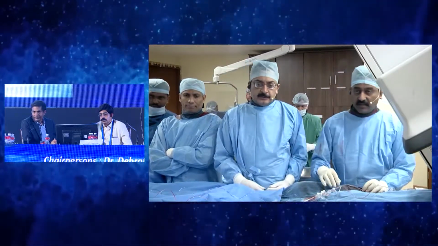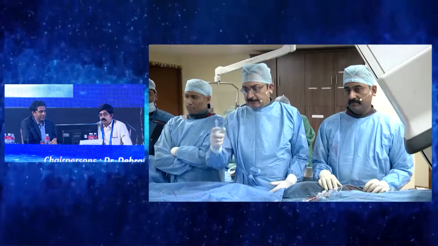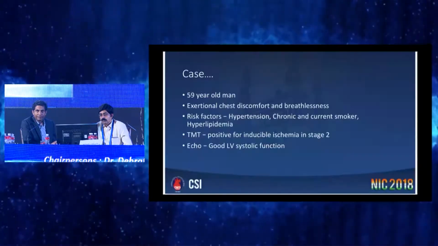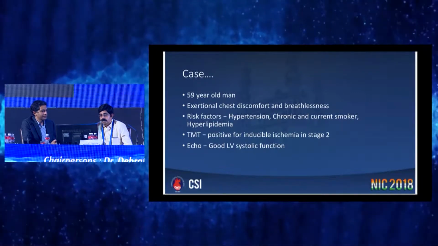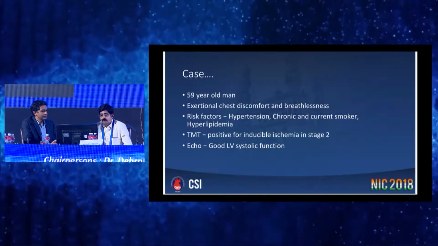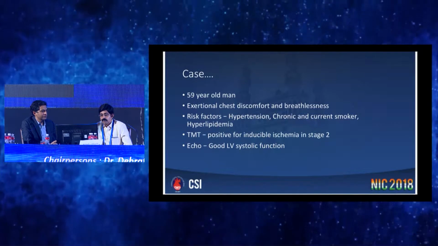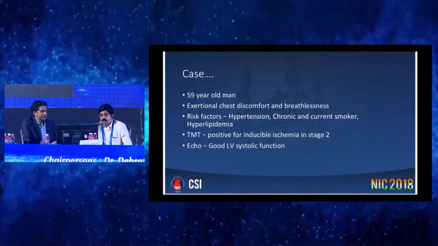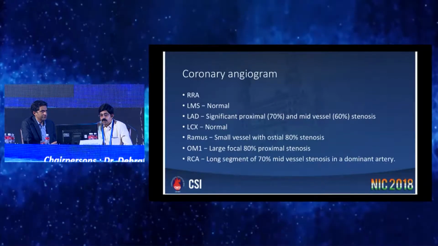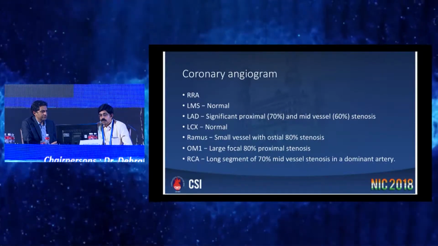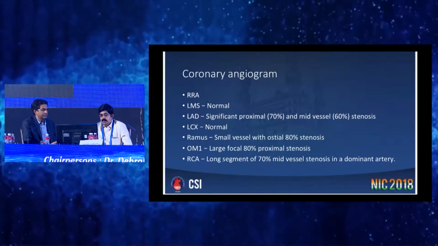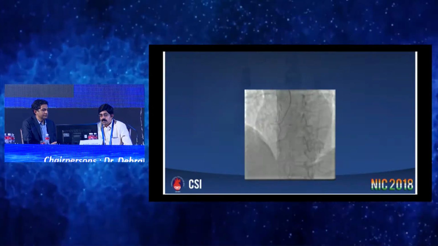So this is a 59-year-old gentleman who is a chronic smoker, non-diabetic, hypertensive, and has dyslipidemia. He's got a positive inducible ischemia in the TMT at an early stage, and he's got chronic stable angina. So he's come here for angiography and revascularization. Can I have the slides? If you see the coronary angiogram, show me the angio.